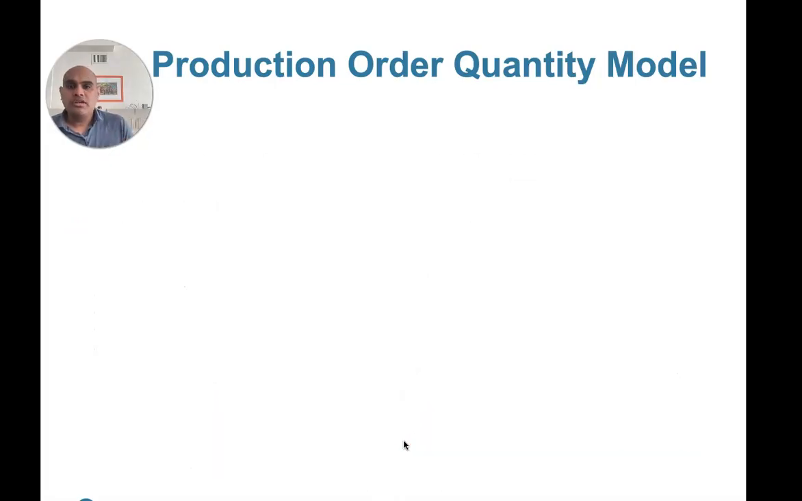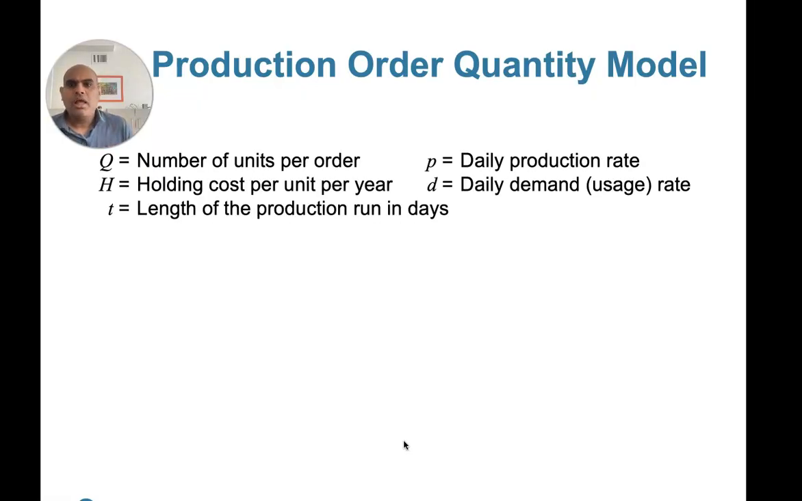So how is this model different from the economic order quantity model? You can think of this as a slight extension of the economic order quantity model, but a lot of things that you looked at with the economic order quantity model also apply here. So we'll assume that Q is the number of units, we'll say per order, or we'll say per production cycle. Both things essentially mean the same.